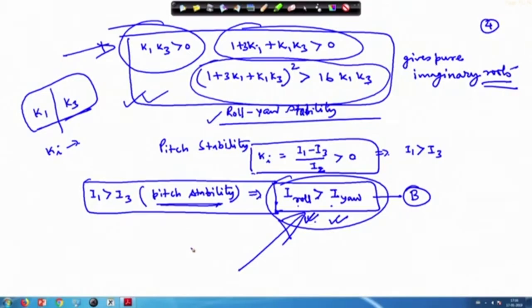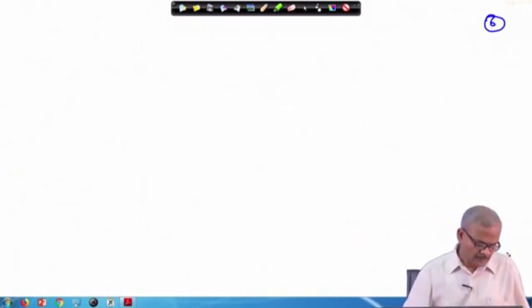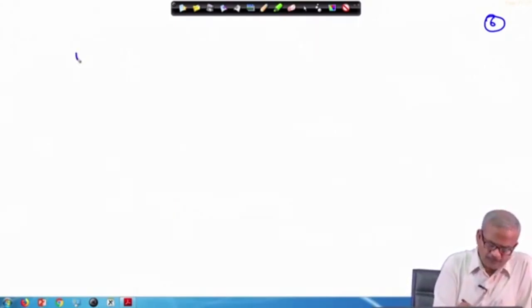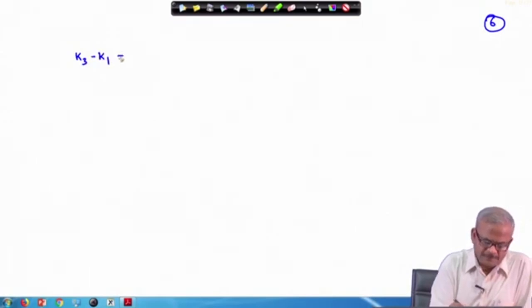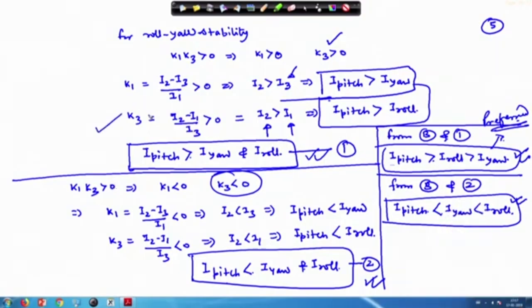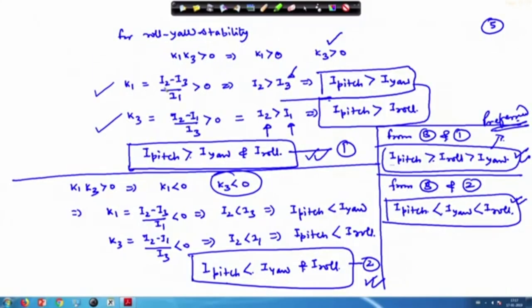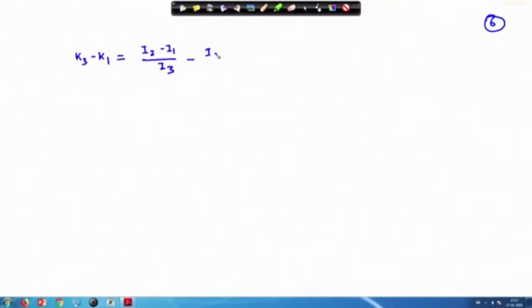So, to explore further, let us look into some of the things which will be required for further analysis. Let us write K3 minus K1. This quantity K3 is I2 minus I1 divided by I3, and then K1 we have to put here, I2 minus I3 divided by I1.